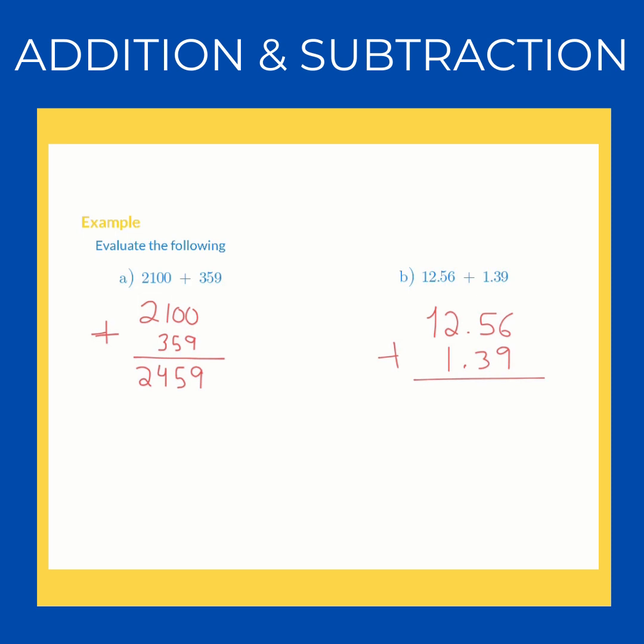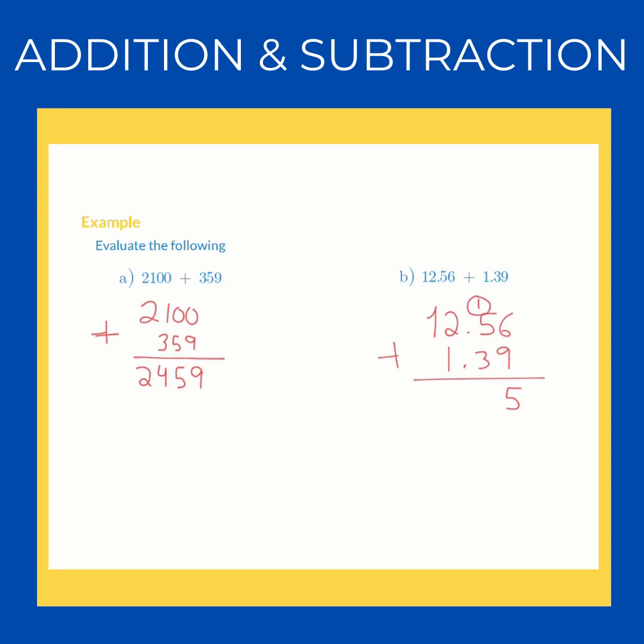Again, I'm putting these two numbers above each other. So I have 12.56 plus 1.39. Let's add. 6 plus 9 is equal to 15. So here I have 5 and above I have 1.